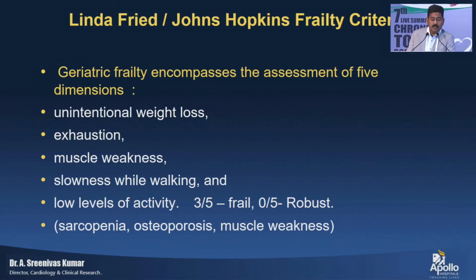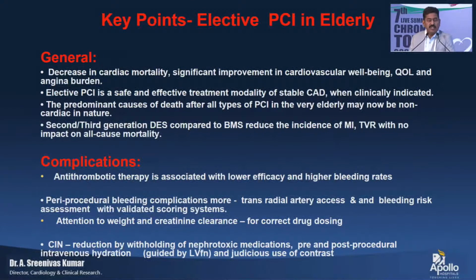Then that is about age, and just to summarize some of the key points: as elderly patients keep increasing, we need to know how to tackle them, because that's the commonest cause of death. Now we have enough data that even 2nd and 3rd generation stents are equally safe. Initially we used to think that BMS should be used, but again they have no role. Complications like antithrombotic therapy being less efficacious and causing more bleeding are to be noted, and creatinine clearance is what needs to be considered for dosing.